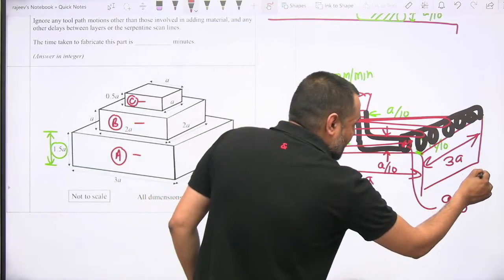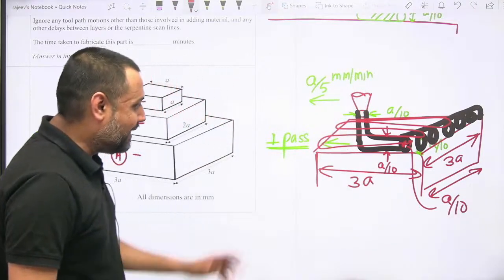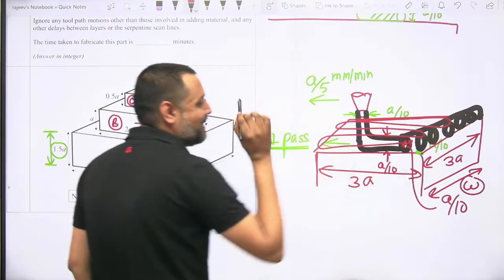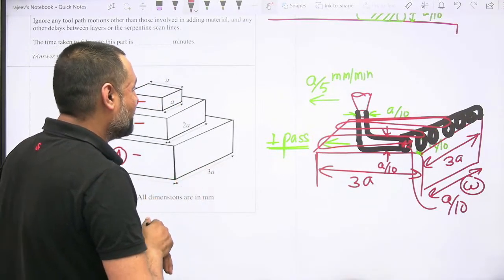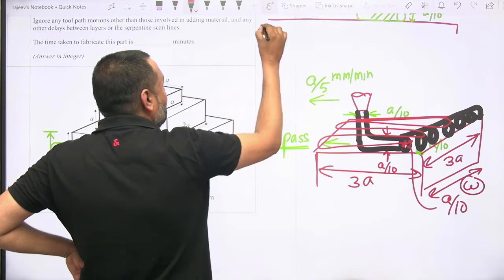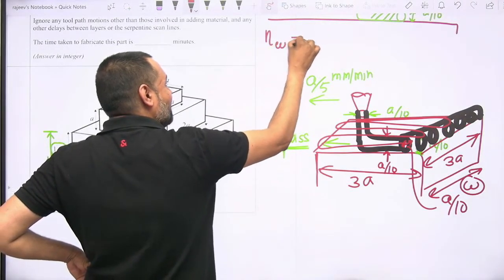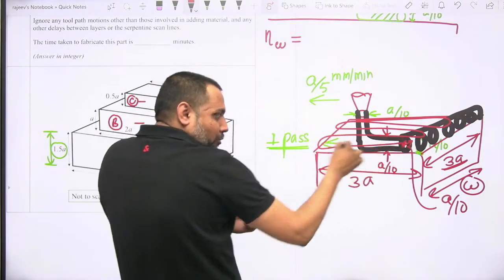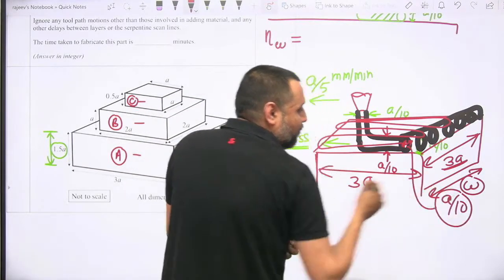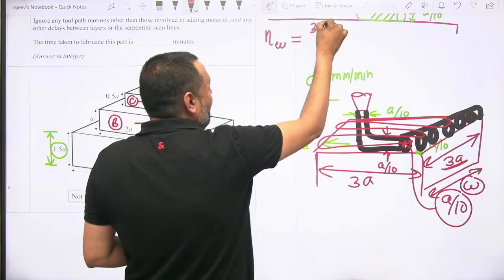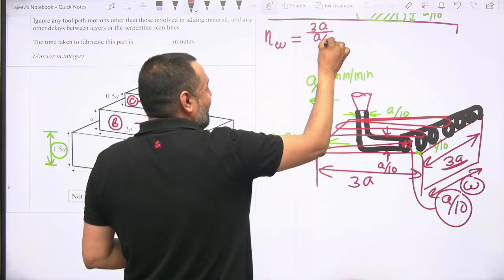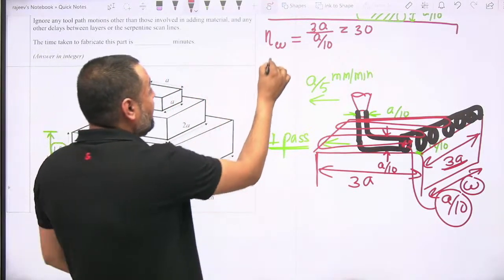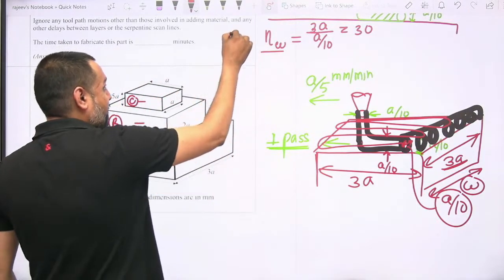So in the width direction, that is 3A, how many passes will have to be done? My dear lovely students, the number of passes to be done in the width direction will be equal to this total width divided by how much you are depositing in one movement, in one pass. That is 3A divided by A by 10, and that is going to be equal to 30. Yes, 30 passes in the width direction for block A.